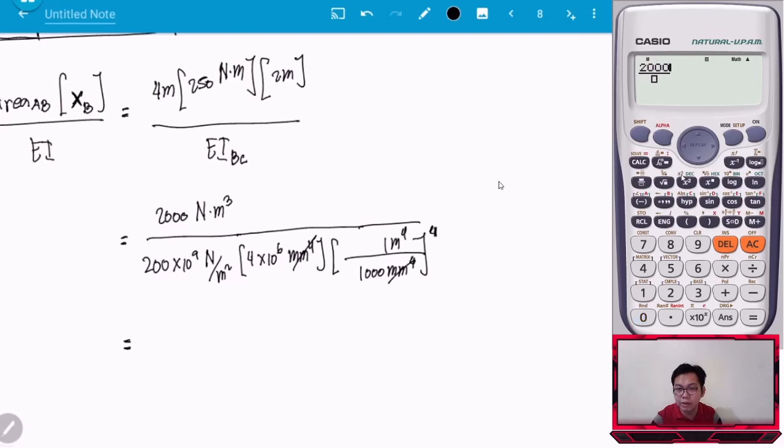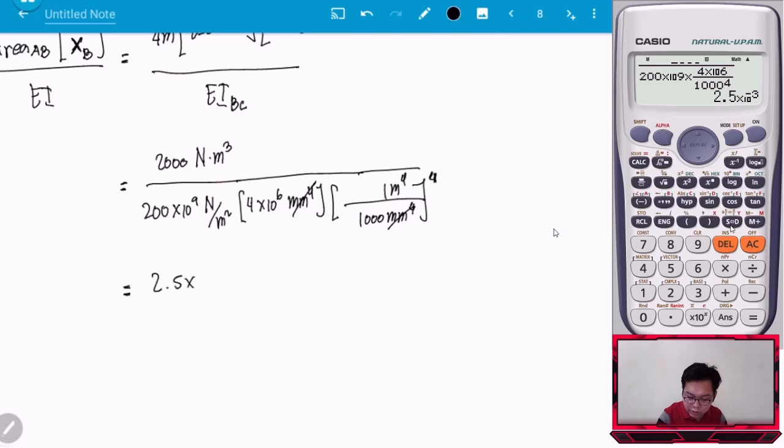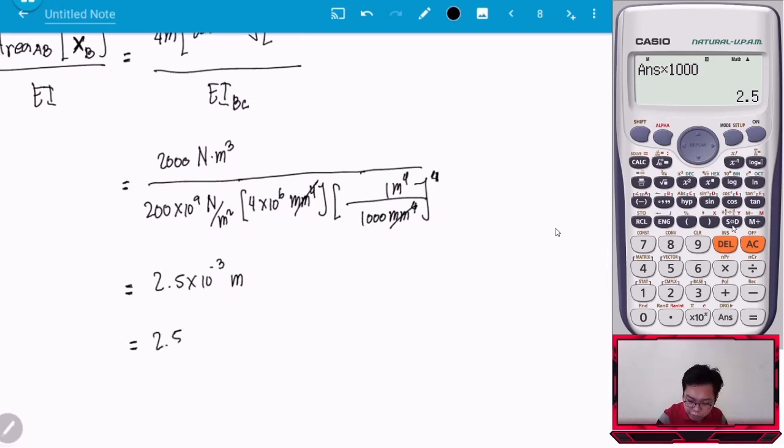So, 2,000 divided by 200 times 10 to the 9 times 4 times 10 to the 6, divided by 1,000 to the power 4. Okay? So, that's 1 over 400. So, 2.5 times 10 to the negative 3 meters. If ever gusto kong millimeter yung sagot ko, I'll just multiply that by 1,000. So, makukuha ko na yung sagot. Meaning, the deflection at B is actually 2.5 mm.